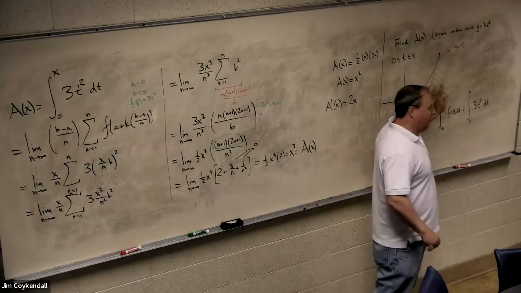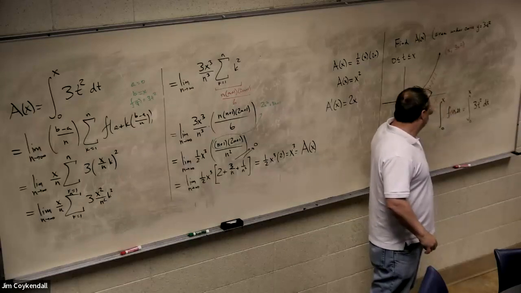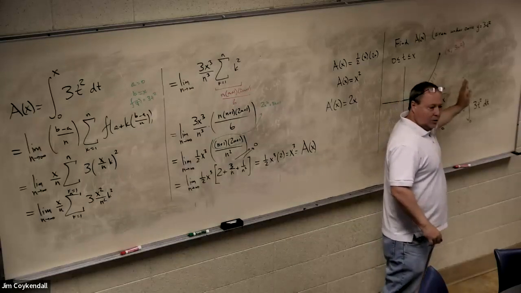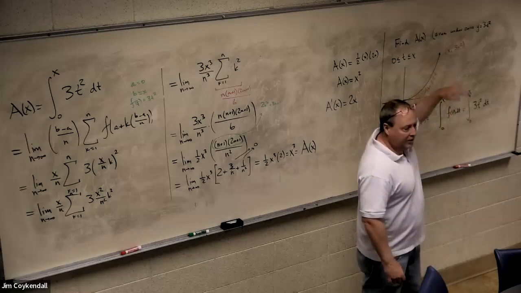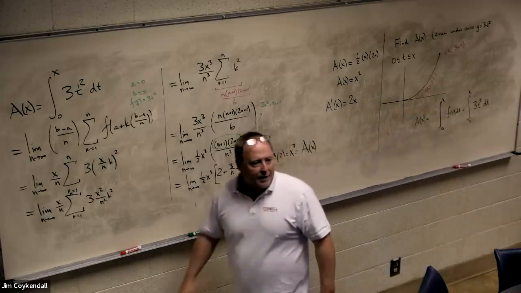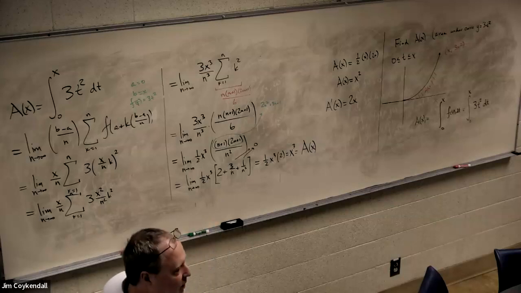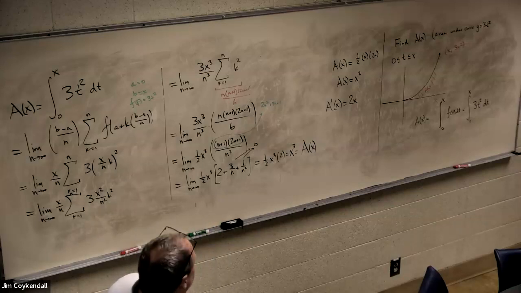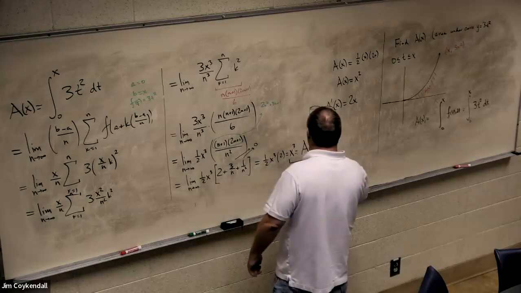So if I go out 1, that means that area is 1. Right. If I go out 2, the area is 8. If I go out 3, the area is 27. Notice the area is growing very fast compared to how far out to the right. Any questions? So this is exactly the same problem we've been doing before, but check this out.